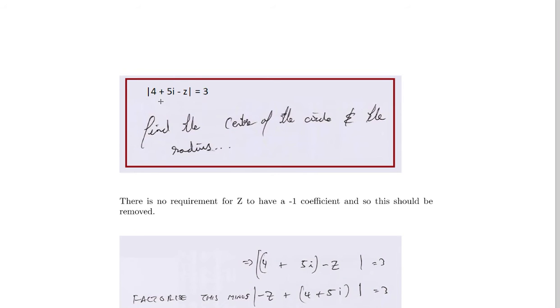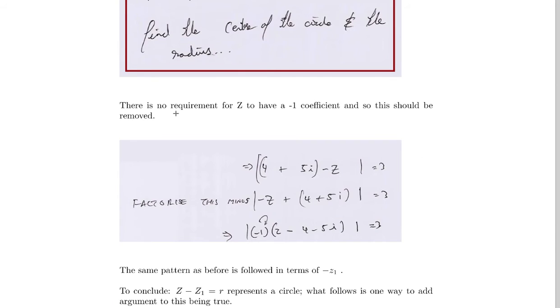A specific problem that utilizes the absolute sign, so we get a better understanding of it, is: the modulus of z minus 4 plus 5i minus 7 is equal to 3. Find the center of the circle and the radius. I said there is no requirement for z to have a minus 1 coefficient, and so this should be removed. So this is what I do.